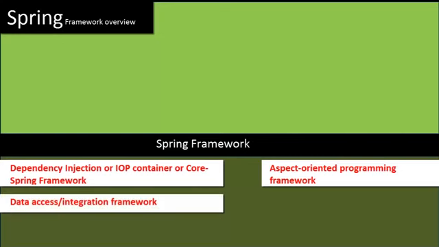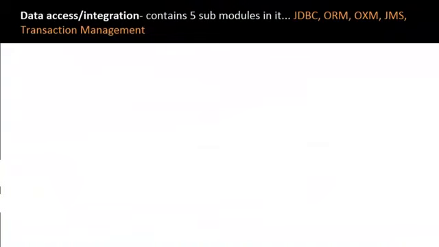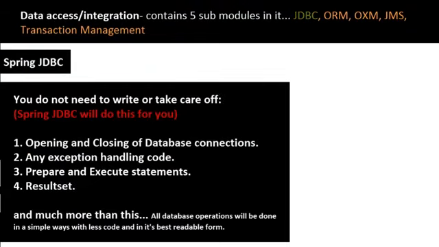The third module is Data Access Integration. This module has 5 sub-modules in it. If you're using Spring JDBC, then you are so relaxed when it comes to Java database interactions. While performing any database operation, you will not need to write a single statement for opening and closing of database connections. You do not need to write any exception handling code. Prepare statements and execute statements would be handled by Spring itself. You do not need to manage result sets at all because you get the collection object of your choice having the desired object or objects from the database itself.